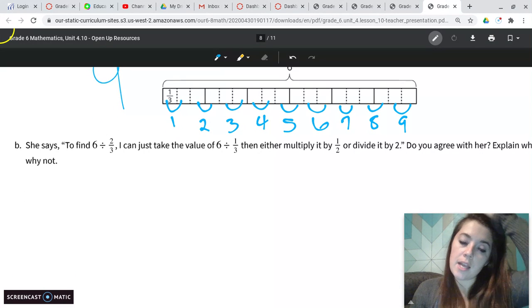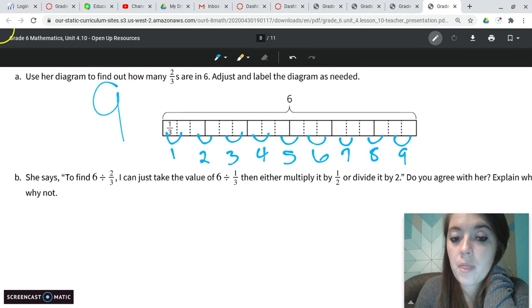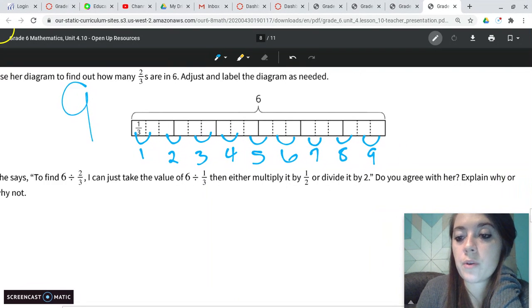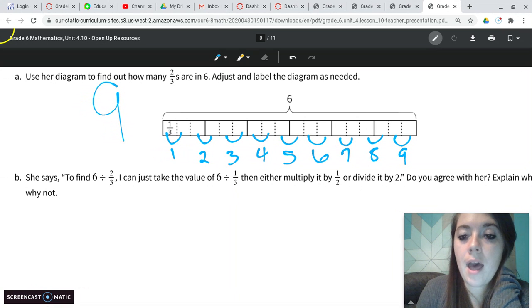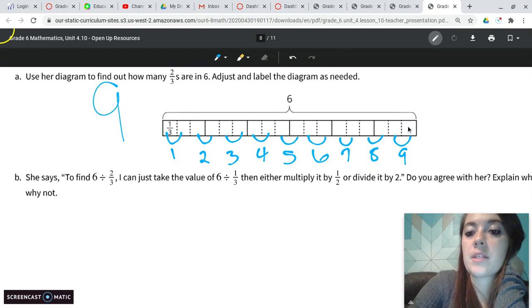Now, she says to find 6 divided by 2/3, I can just take the value of 6 divided by 1/3 and then either multiply it by 1/2 or divide it by 2. Do you agree with her? Why or why not? Well, if we count out how many 1/3 there are, there'd be 1, 2, 3, 4, 5, 6, 7, 8, 9, 10, 11, 12, 13, 14, 15, 16, 17, 18. So there were 18 1/3.